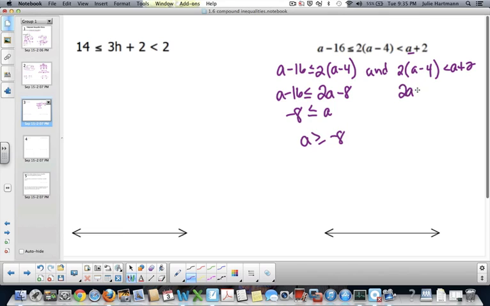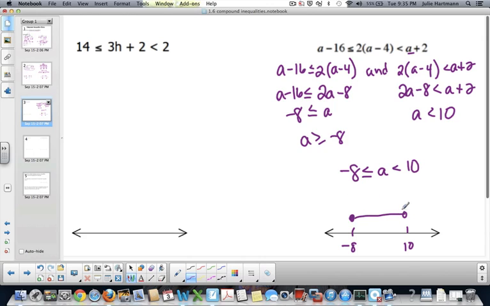On this side, 2a minus 8 is less than a plus 2. I'm going to minus the a, add the 8, I get a is less than 10. So, I guess I could have left it like that. When you look at it, negative 8 is less than or equal to a is less than 10. That works just fine. This one is closed, this one is open, variable shaded in between.